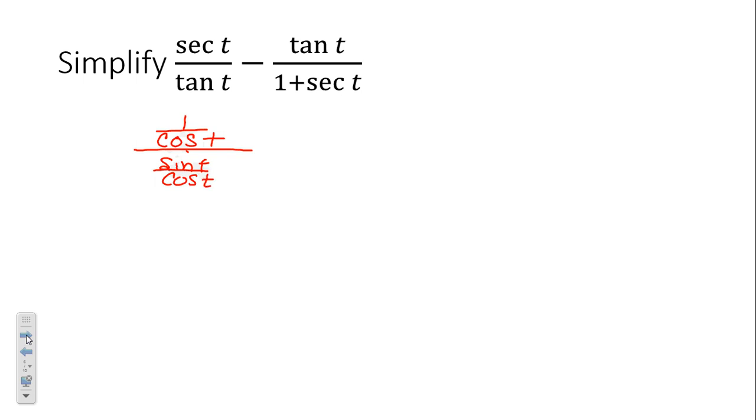Okay, and let's keep going with that thought. Let's make this tangent into sine over cosine. And let's make this into 1 plus, what's the secant the reciprocal of? 1 over cosine. Okay, got a lot more complex to make it easier. Now let's flip this, right? Because if I want to get rid of the denominator, I have to multiply it by its reciprocal. Oops, sorry, cosine over sine.